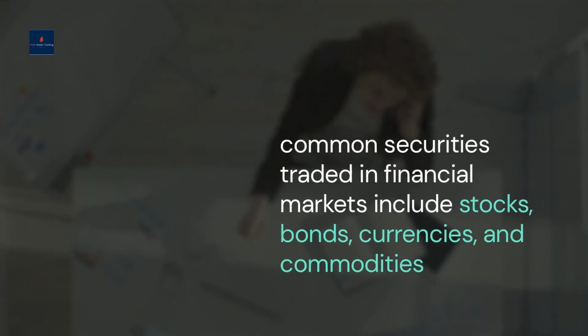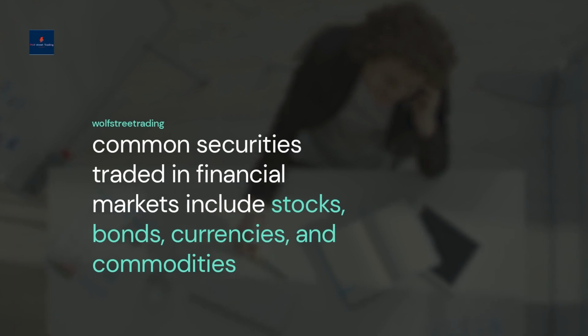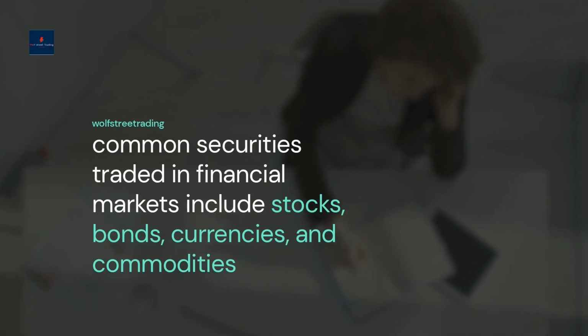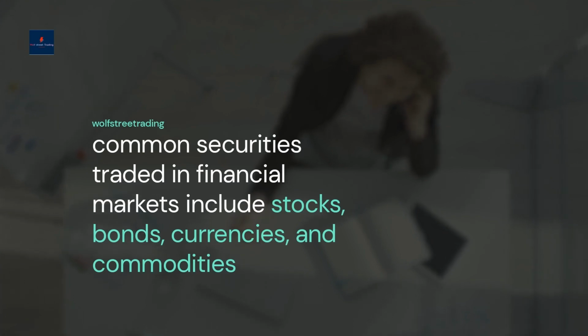Common securities traded in financial markets include stocks, bonds, currencies, and commodities. Stocks. A stock represents a share in the ownership of a company and constitutes a claim on part of the company's assets and earnings. Stock trading is the most common form of financial market trading. Investors can purchase stocks through stock exchanges such as the New York Stock Exchange, NYSE, or the NASDAQ, and they can also buy and sell stocks through over-the-counter, OTC, markets.